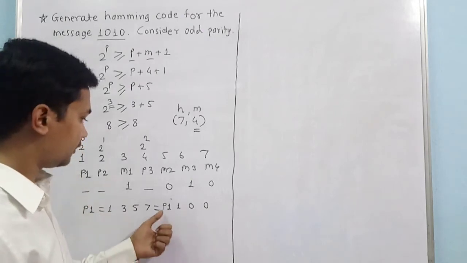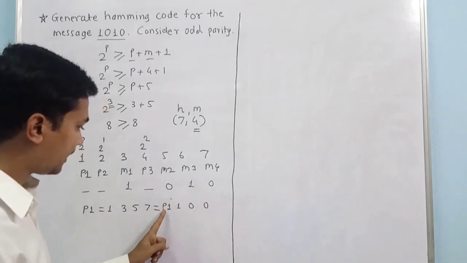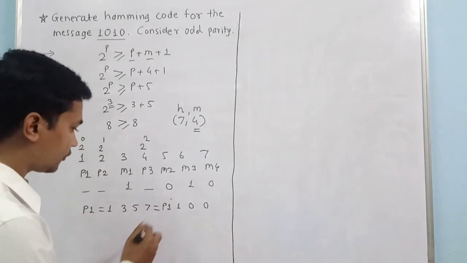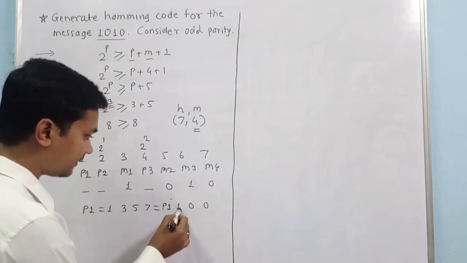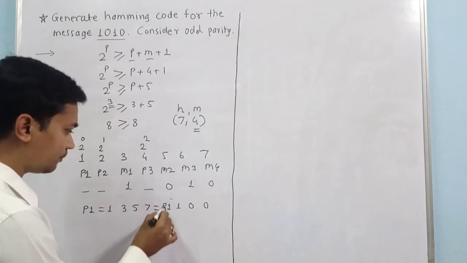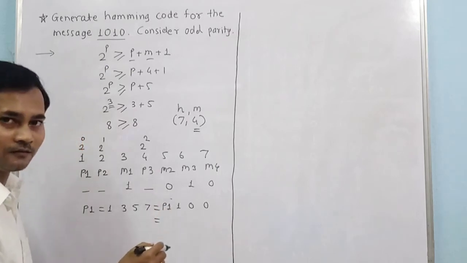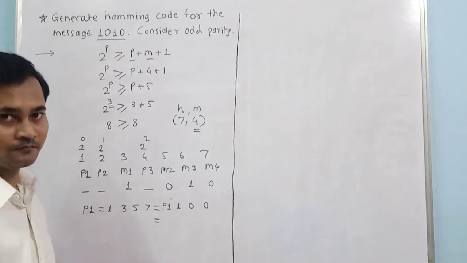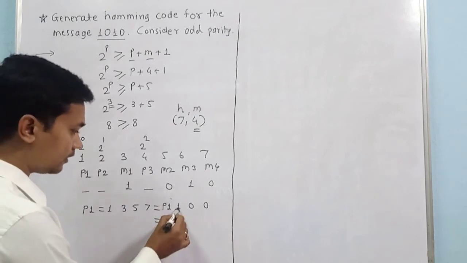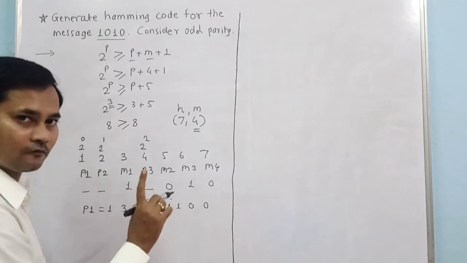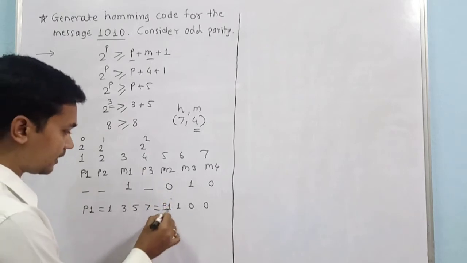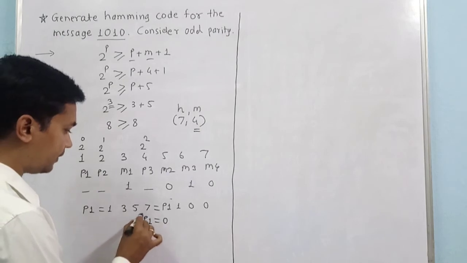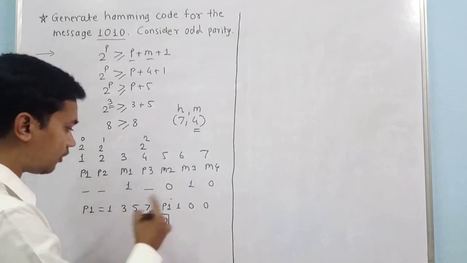Okay, so to make it odd parity, the total number of ones in this 4-bit format should be odd. One logic 1 is already there, so there is no need to put P1 equal to 1, because if I put P1 equal to 1, it will become even parity. So don't put 1 here, put 0. P1 should be 0 to make it odd parity.